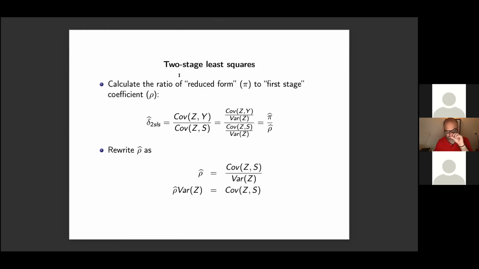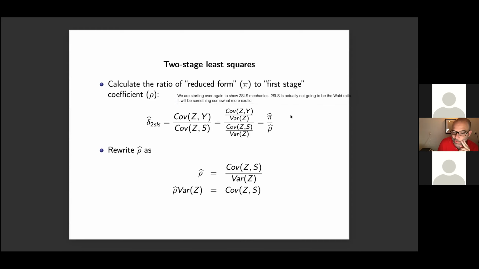So we're going to back up again, starting over, to show the two-stage least squares mechanics. How it actually works: two-stage least squares is not going to be the Wald ratio. It will be something somewhat more exotic.